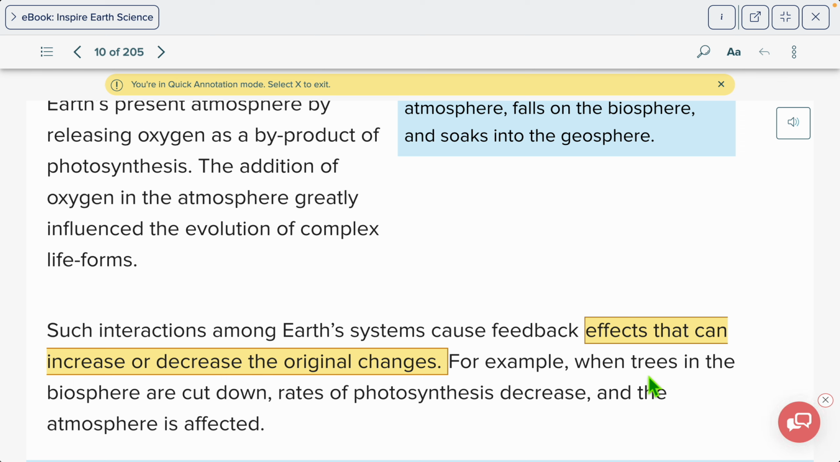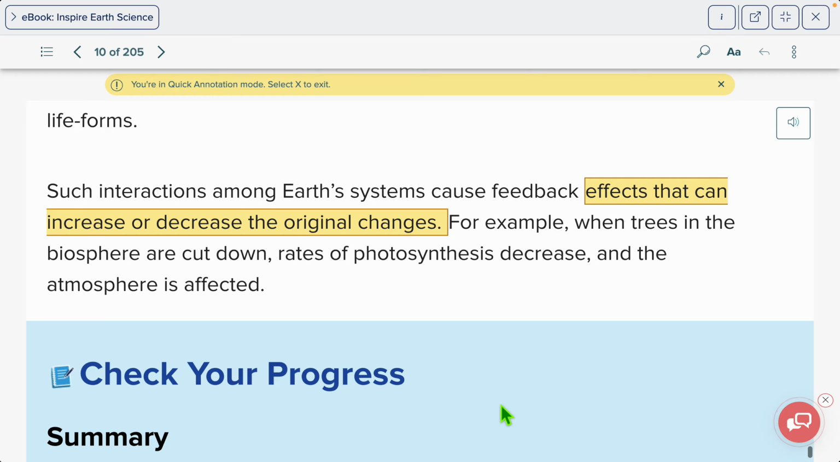Thank you. Okay. Anyway, as an example of a feedback effect, when trees in the biosphere are cut down, rates of photosynthesis decrease because there are less trees, and that affects the atmosphere because photosynthesis decreases. That means CO2 levels can rise, O2 levels may fall because of that change in photosynthesis.